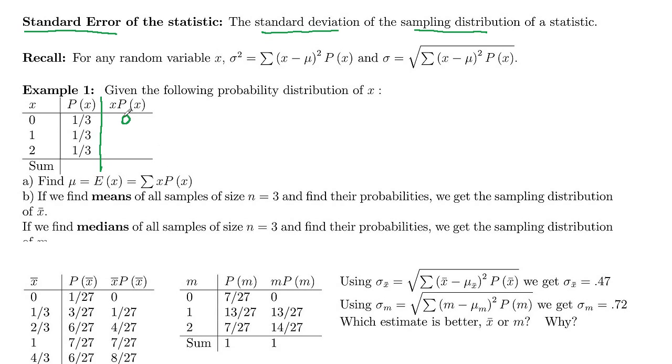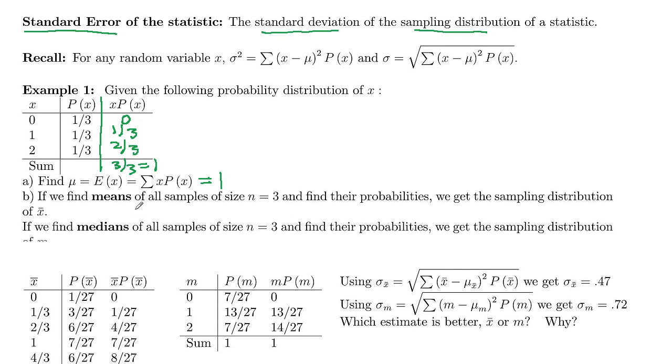So we multiply straight across. 0 times 1/3 is 0. 1 times 1/3 is 1/3. 2 times 1/3 is 2/3. We add those up, we get 3/3, or 1. And so the mean of our distribution is 1. So that's the mean of the x values.